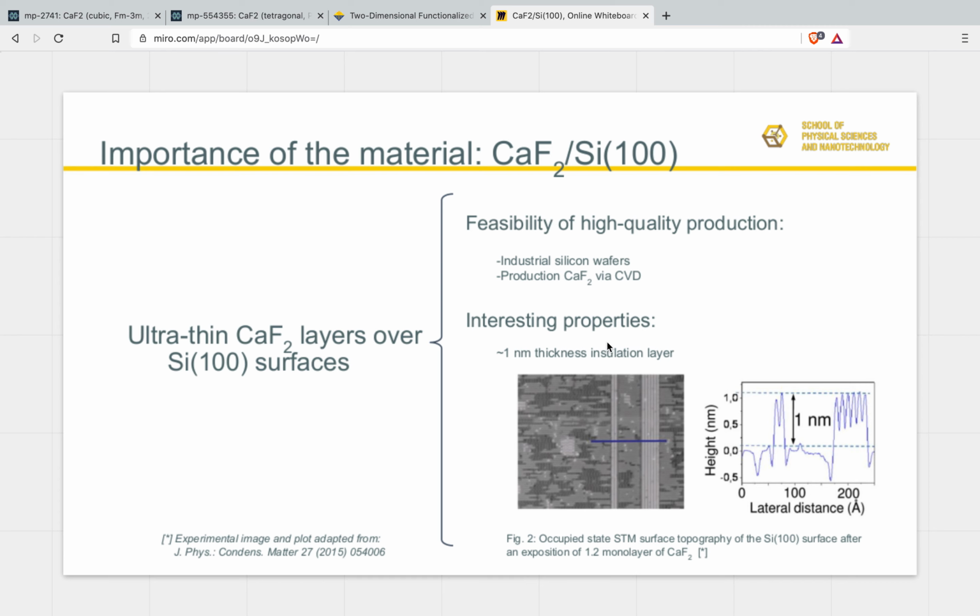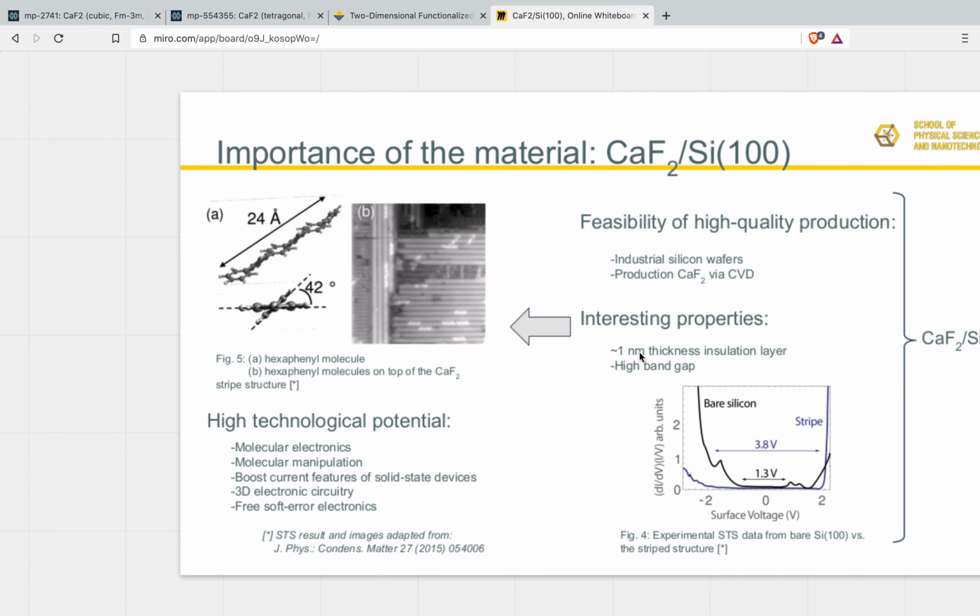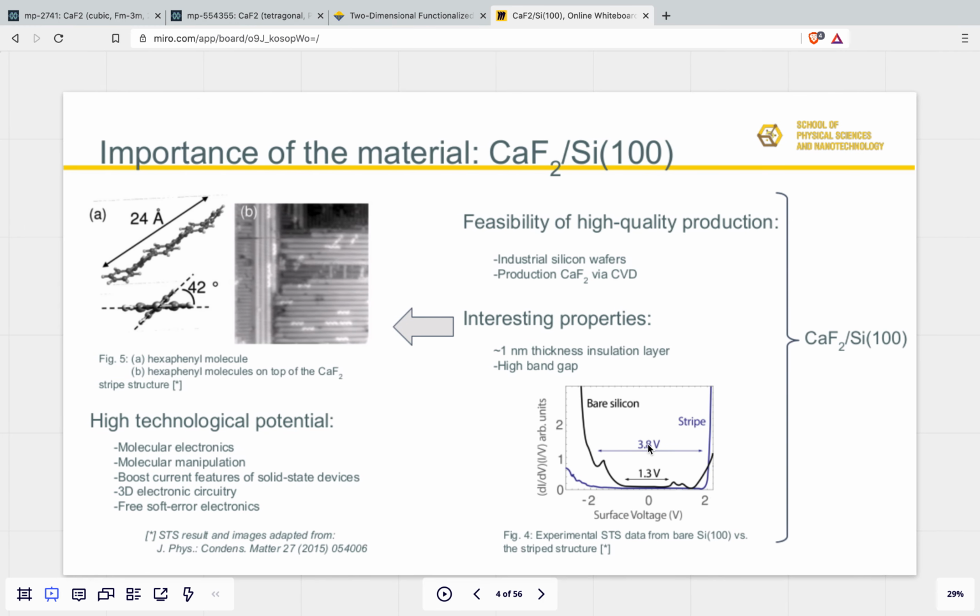The stripes are just 1 nanometer thick and insulating, and its bandgap is almost 3 times bigger than the bare silicon. Those factors make it remarkable for molecular electronics. For example, organic molecules can be easily manipulated over them and electronically decoupled from the interactions coming out from the silicon surface.